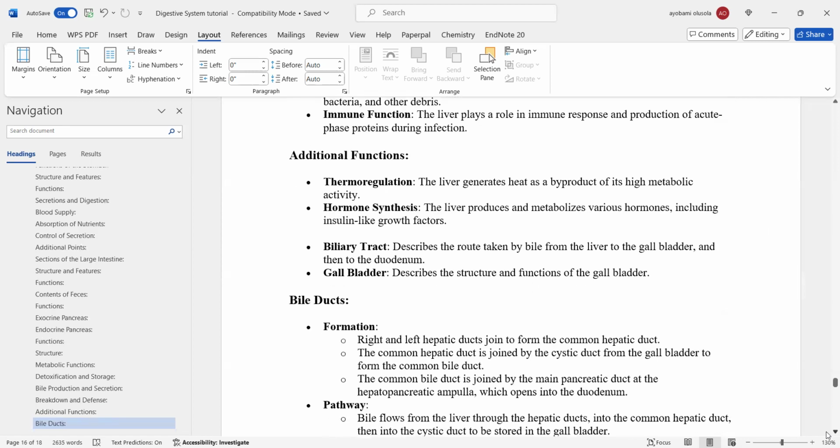So what are the additional effects of the liver? The liver generates heat as a byproduct of its high metabolic activity. So it also helps with thermoregulation. Thermo means heat, regulation means regulation. The liver also synthesizes hormones. The liver produces and metabolizes various hormones, including the insulin-like growth factors.